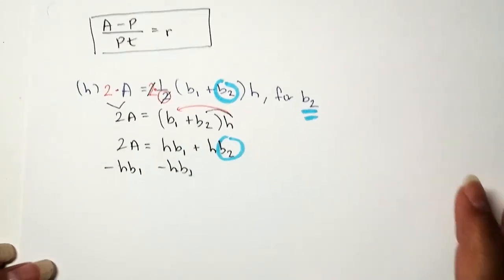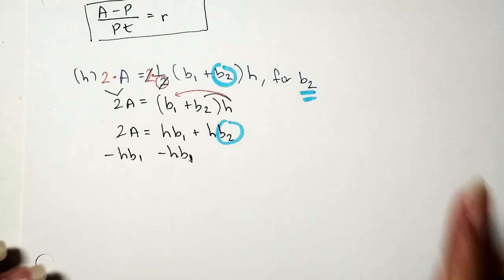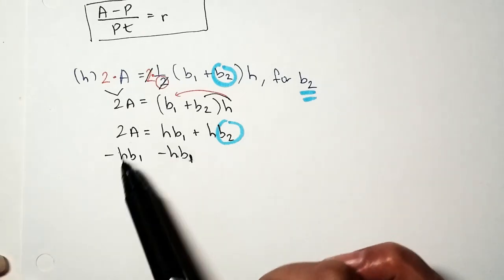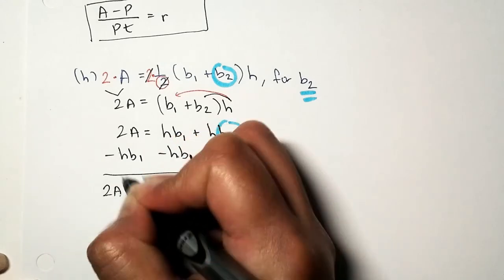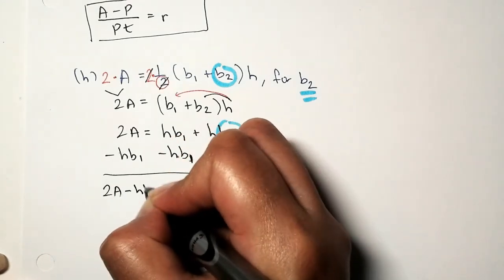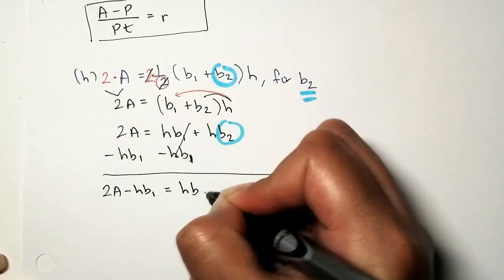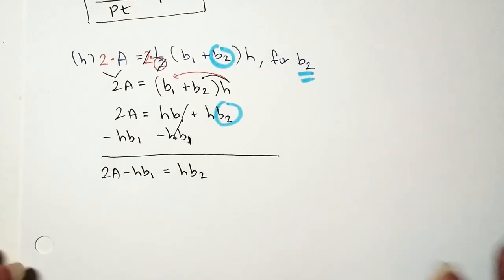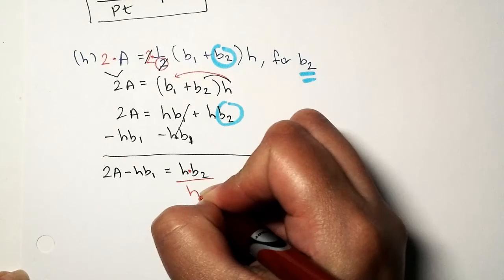I gotta get better pens, sorry. They look nice, but they smear very easily. Okay, so on the left side, the terms are not like terms, so write them in any order if you're liking. Just make sure that 2A is still positive and HB1 is still negative. Equals HB2. Okay, we're almost out of here. Okay, so we want to solve for B2. To get rid of the times H, you guessed it, we're going to divide both sides by H.